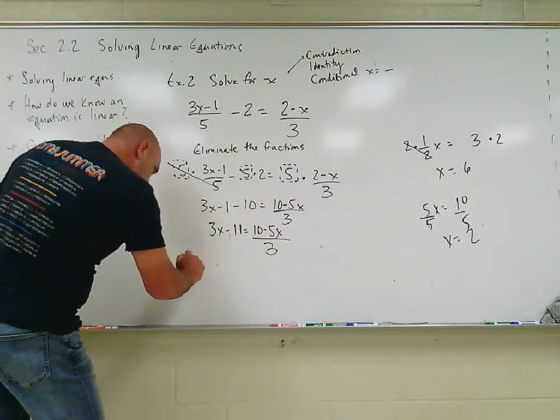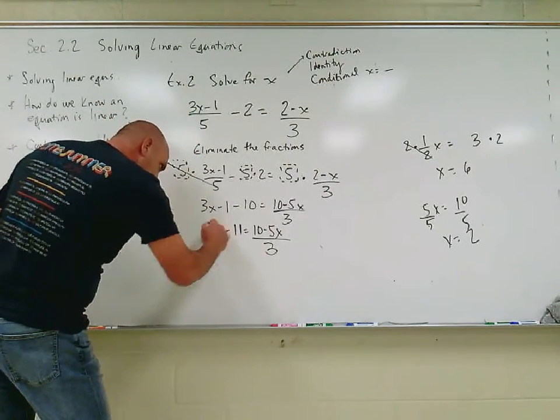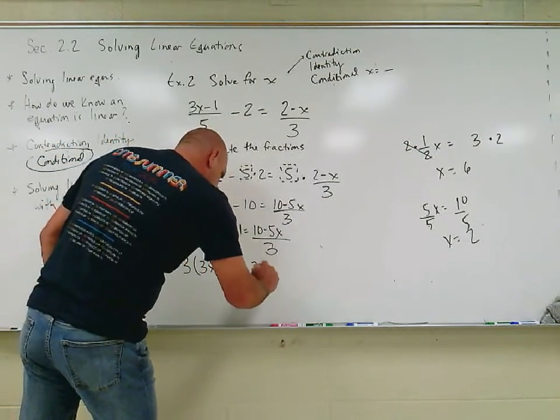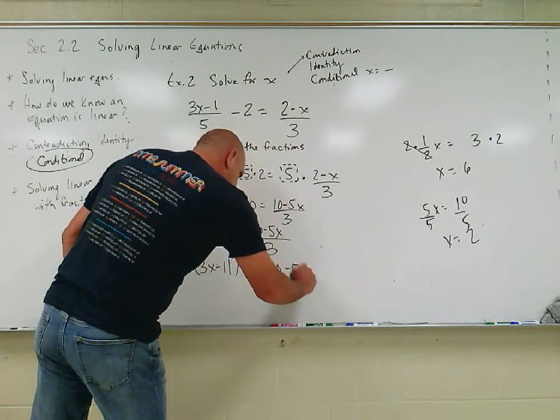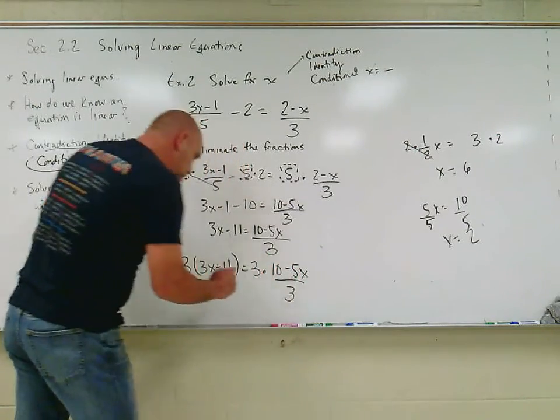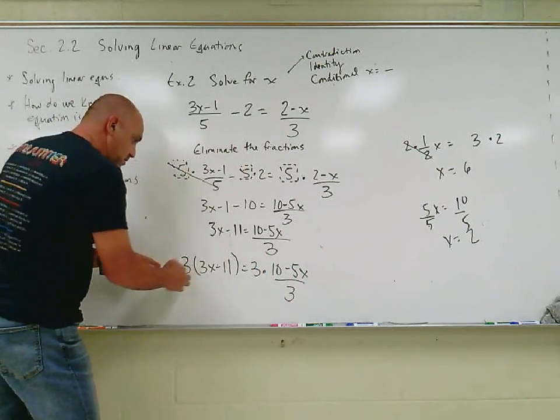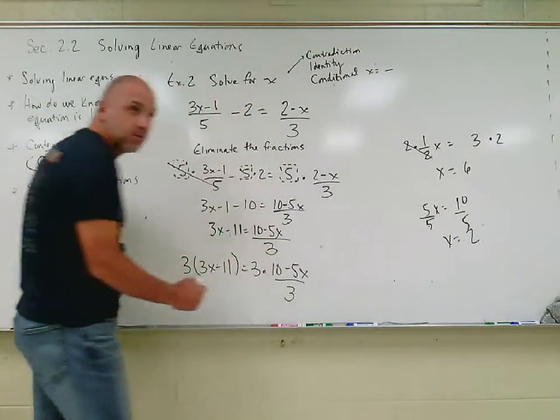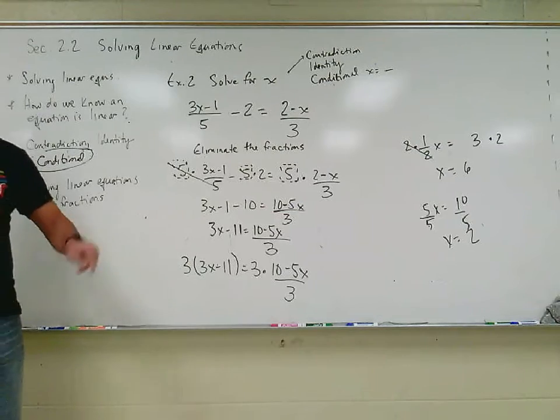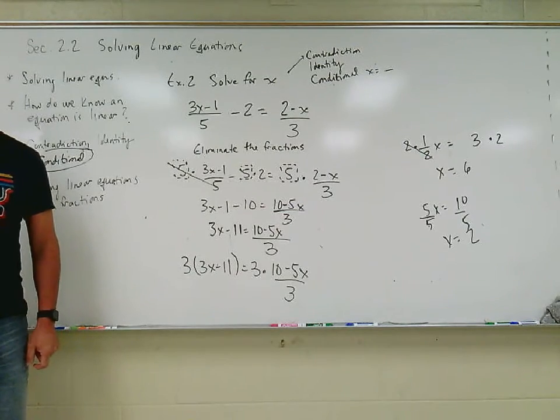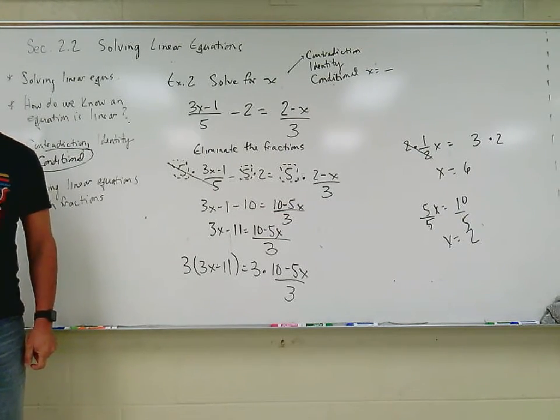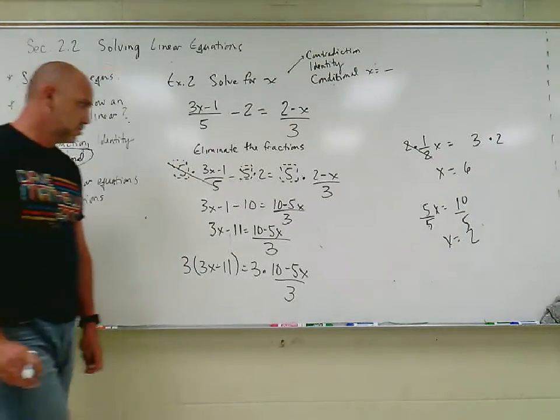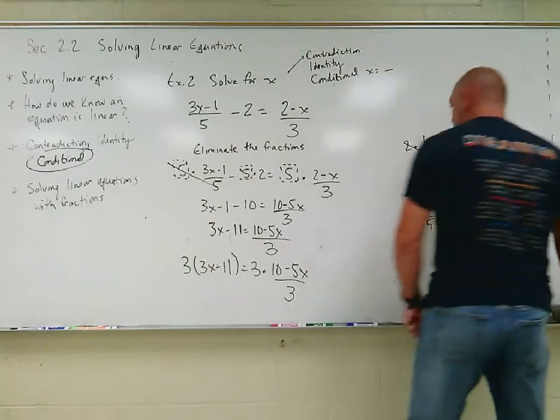So I'll do that here. You could put parentheses on the left if you want. 3 times 3x minus 11 equals 3 times 10 minus 5x over 3. Because I want to show that the whole left is multiplied by 3 and the whole right gets multiplied by 3. But I'm not really going to multiply on the right, am I? What am I really going to do on the right? That's exactly right. I'm going to get rid of the 3. And then you can solve.